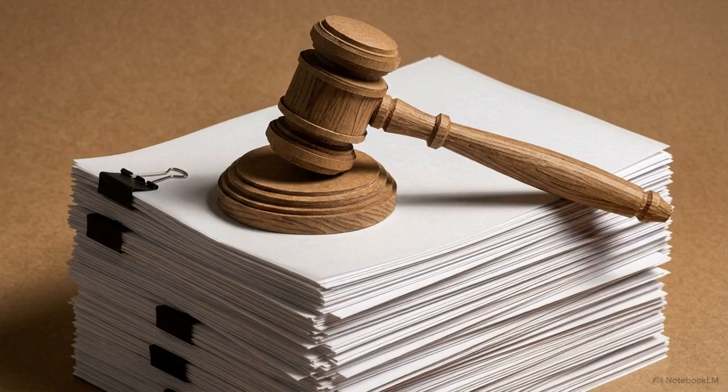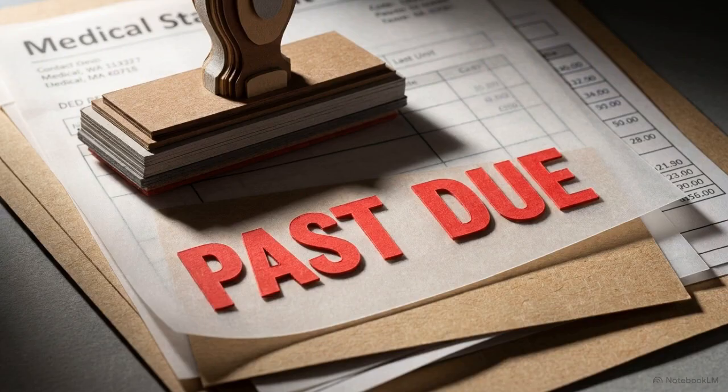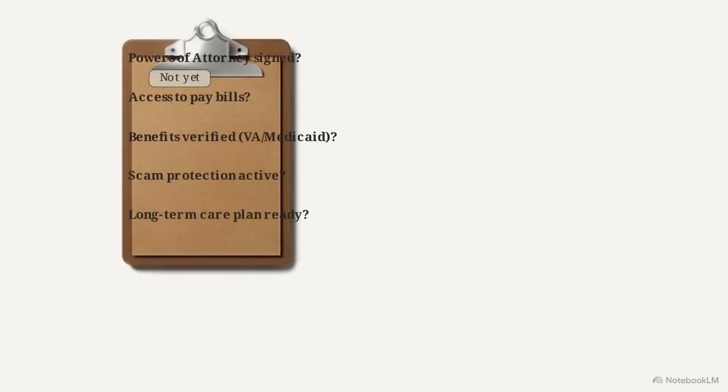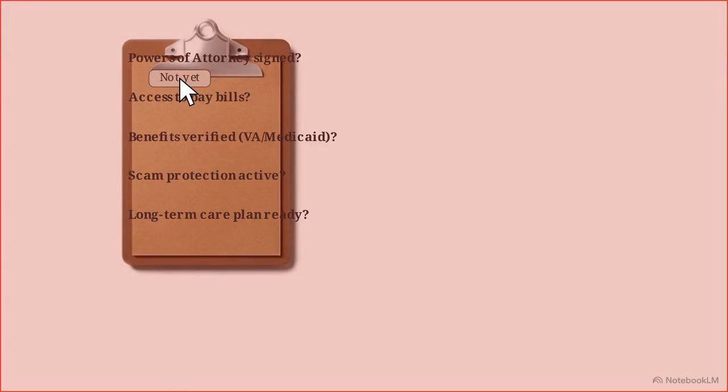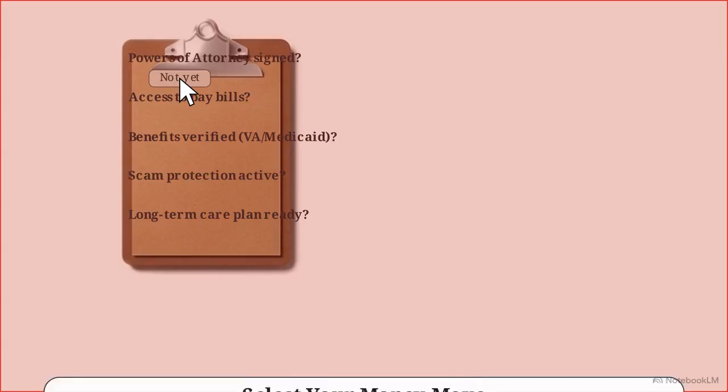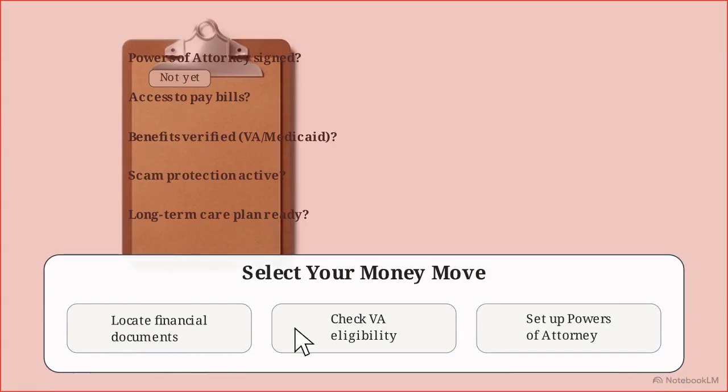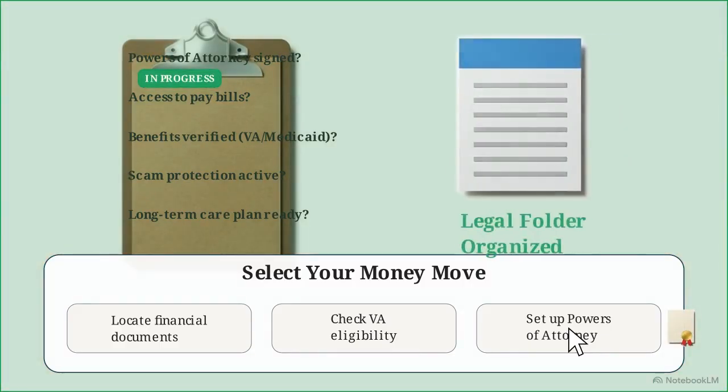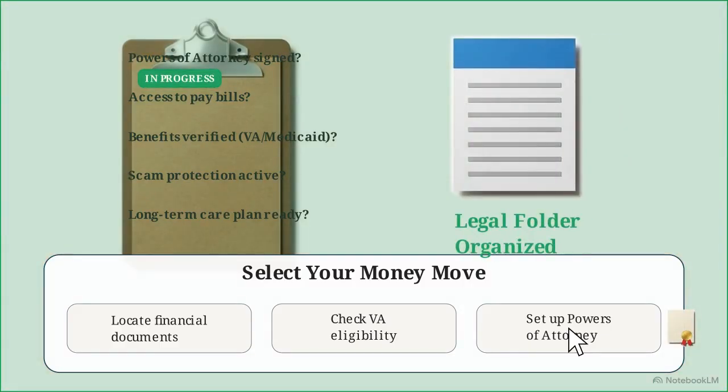If that window closes before you have the right signatures, your family faces court-appointed guardianship, thousands in legal fees, and frozen assets exactly when you need to pay for care. This checklist covers your legal defenses. In your tool, take this 60-second check to evaluate your status on powers of attorney, financial benefits, and fraud protection. Now, select one primary money move from the menu to begin beating the clock this week.